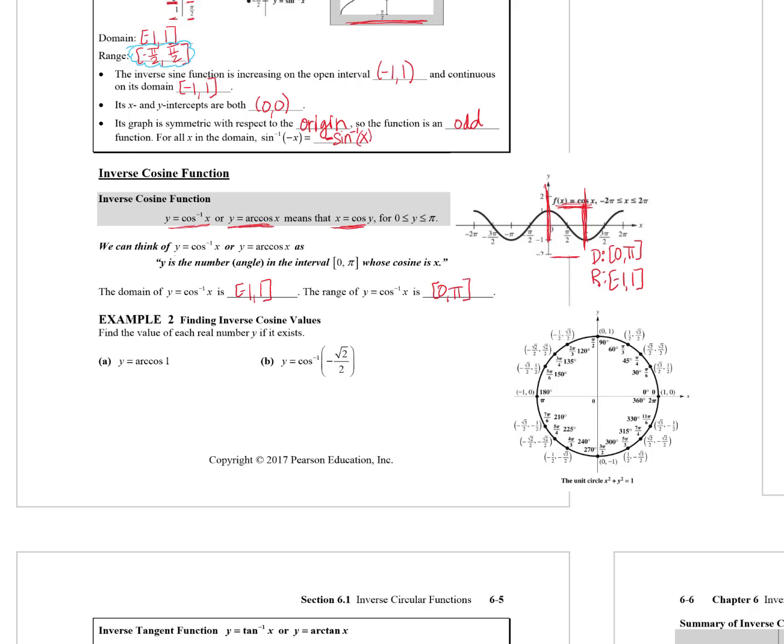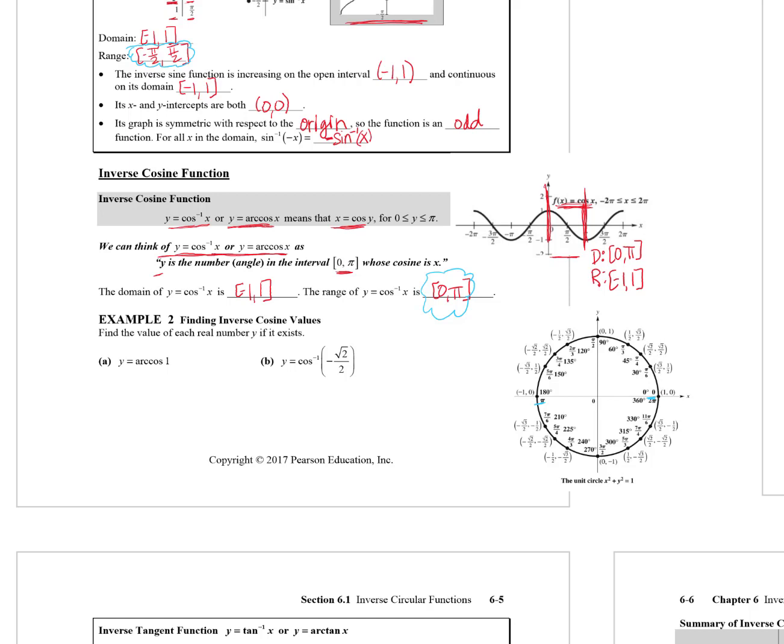Coming back up here, we can think of the inverse cosine, or the arc cosine of x, as y is the angle in the interval from 0 to pi whose cosine is x. So I'm going to help you a little bit with example 2 with a unit circle because I think it's easier to look at it that way. So you want to remember what the range is. This is really important. The inverse cosine function goes from 0 to pi. So what we're going to do now is look from the first quadrant onto the second quadrant. So from the first to the second. Our values of y are going to be angles that are between 0 and pi.